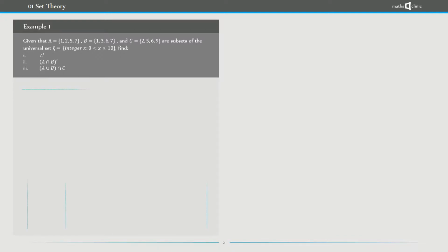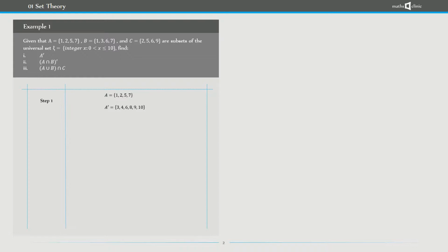So the first thing we do here, basically we have that the set A is 1, 2, 5, 7, and A prime would be elements that are not in set A but are in the universal set. And remember, the universal set contains elements 1 to 10. So elements that are not in A but are in the universal set, and we have 3, 4, 6, 8, 9, and 10.